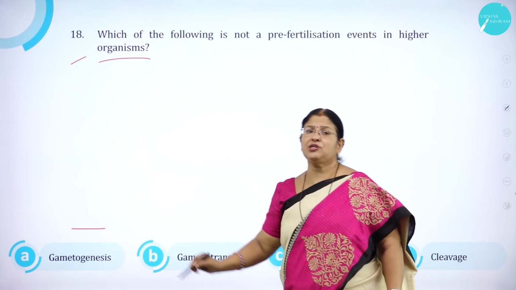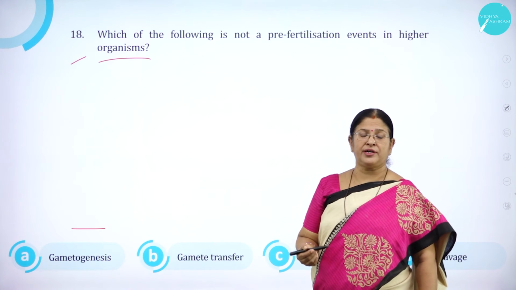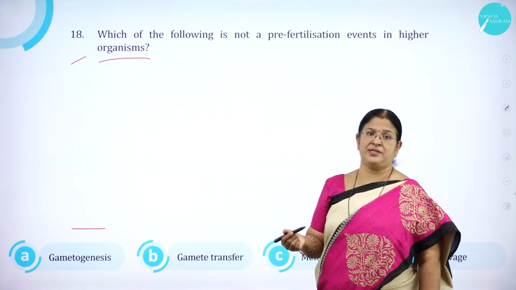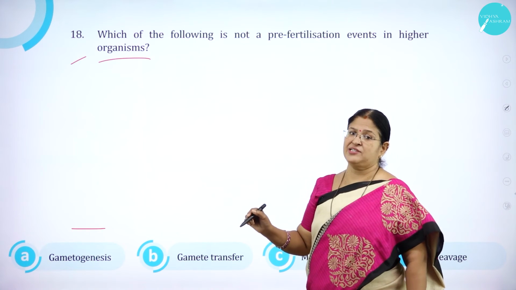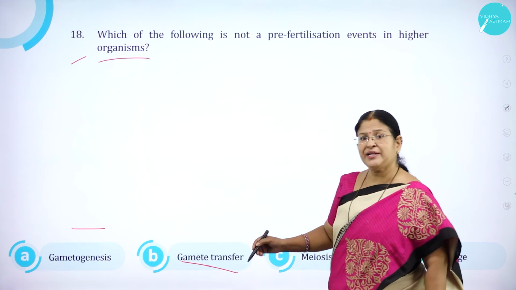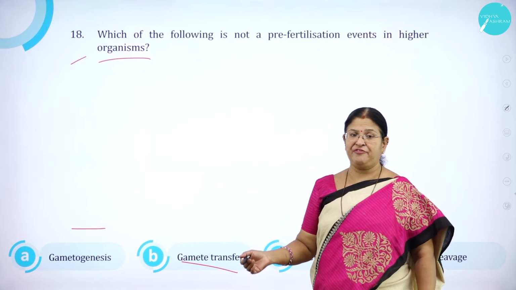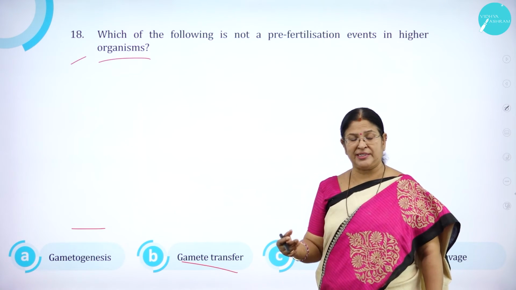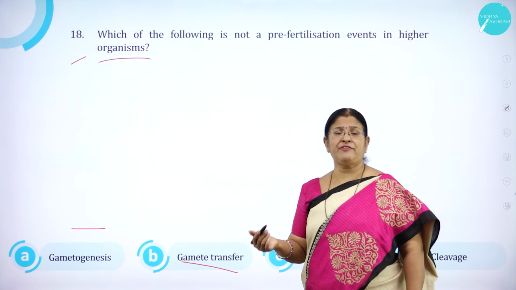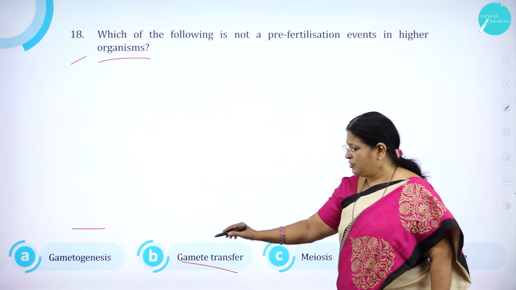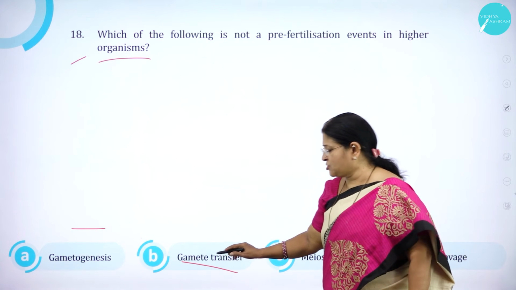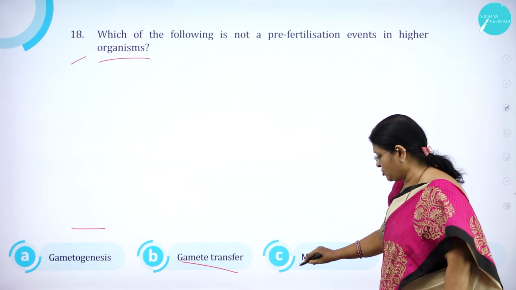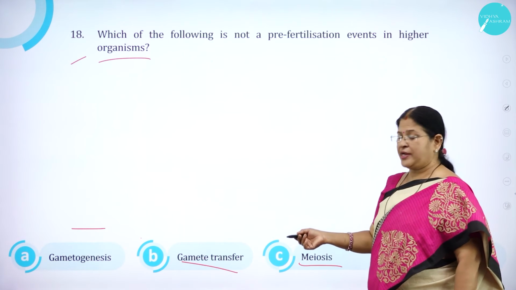Option A, gametogenesis. Gametogenesis is what? Gametogenesis is the process of formation of gametes. It is a pre-fertilization event. Gamete transfer, also it is a pre-fertilization. What is gamete transfer? The two gametes should come closer together to facilitate or to favor what? Fertilization. So this is also pre-fertilization. We have to identify which is not. Meiosis is also before, right?